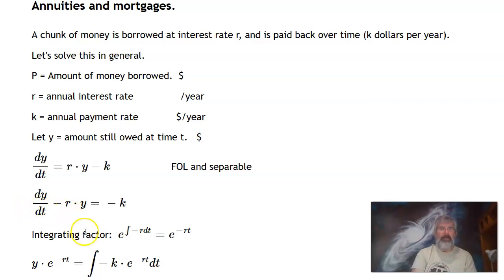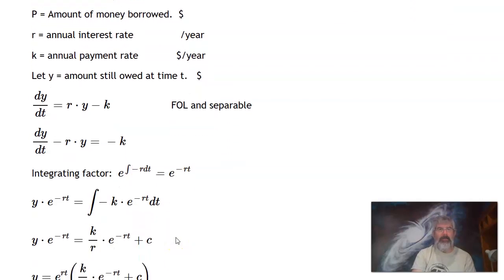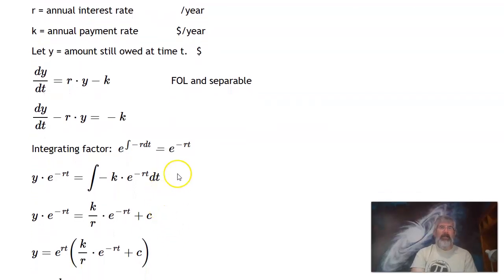I've already got a 1 in front of the dy/dt. So the integrating factor would be e to the integral of p of t, but in this case, p of t is just minus r. So my integrating factor is e to the minus rt. Remember, with first order linear, you take that integrating factor and multiply it on both sides of the equation, which makes the left-hand side precisely the derivative of y times the integrating factor.